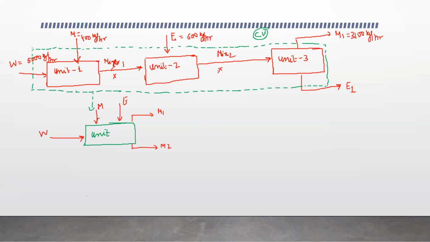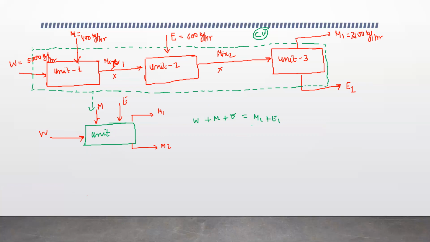Once we have made the block diagram for the green unit, we can make a material balance equation for the green unit itself, to ease our problem. To make our problem very easy, we can simply make a material balance equation about this unit. So the material balance equation for the green unit is going to be W input plus M input plus E input is equal to M1 plus E1.